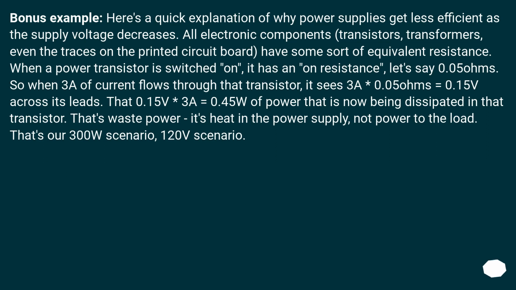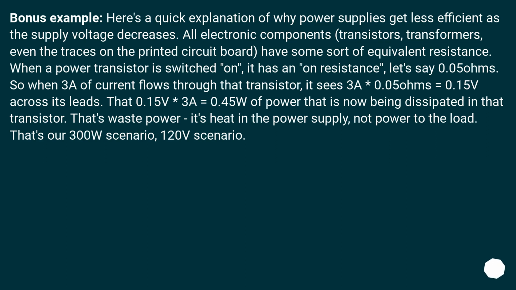Bonus example. Here's a quick explanation of why power supplies get less efficient as the supply voltage decreases. All electronic components, transistors, transformers, even the traces on the printed circuit board, have some sort of equivalent resistance. When a power transistor is switched on, it has an on resistance, let's say 0.05 ohms. So when 3A of current flows through that transistor, it sees 3A × 0.05 ohms equals 0.15 V across its leads.